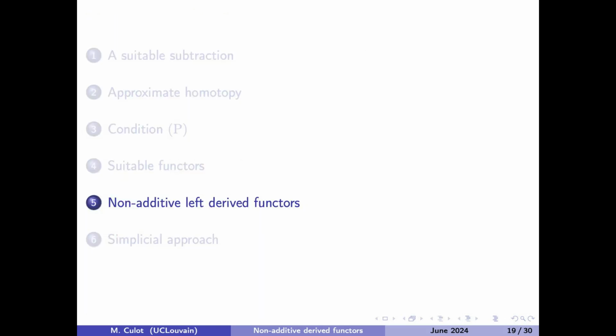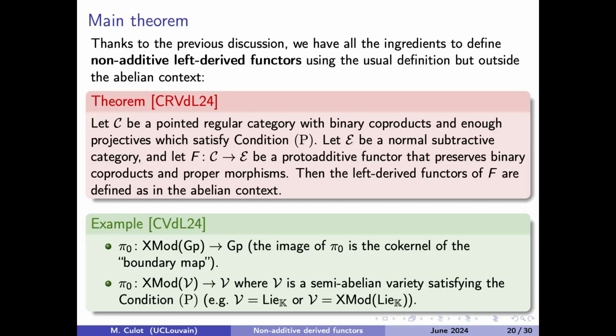Okay, so if I combine everything, I have this result, which is what I call the non-additive left derived functors. Just to sum up, I need C, the domain here, to be a pointed category with binary coproducts and enough projectives, satisfying my condition P. E should be normal and subtractive, and then I use the functor that I just described before, and then I can use the same formula as in my previous slide about derived functors.